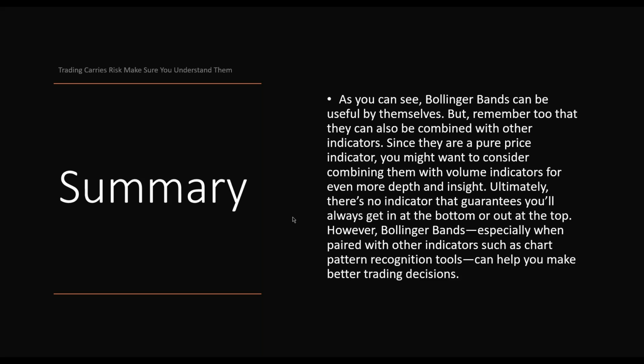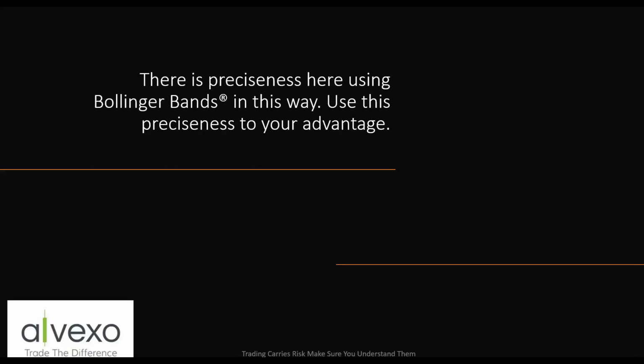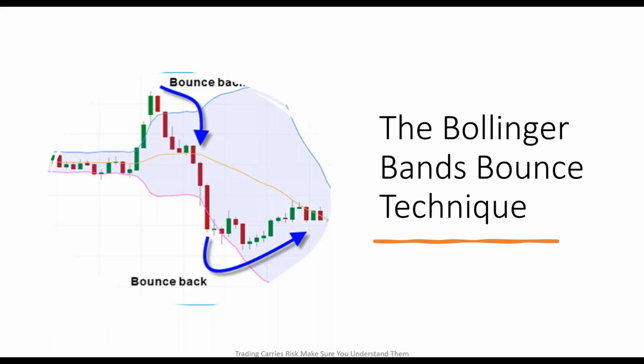But remember too that they can be combined with other indicators. Since they are a pure price indicator, you might want to consider combining them with volume indicators for even more depth or insight. Ultimately, there's no indicator that guarantees you always get into the bottom or the top of the market. However, Bollinger Bands, especially when paired with other indicators, such as chart pattern recognition tools, can help you make better trading decisions. So there's a preciseness here using Bollinger Bands in this way, using the preciseness to your advantage.